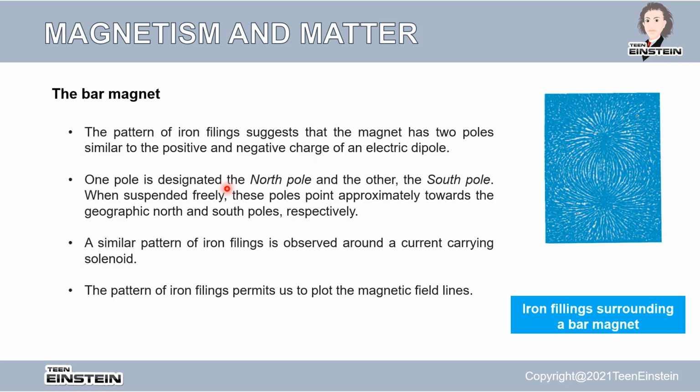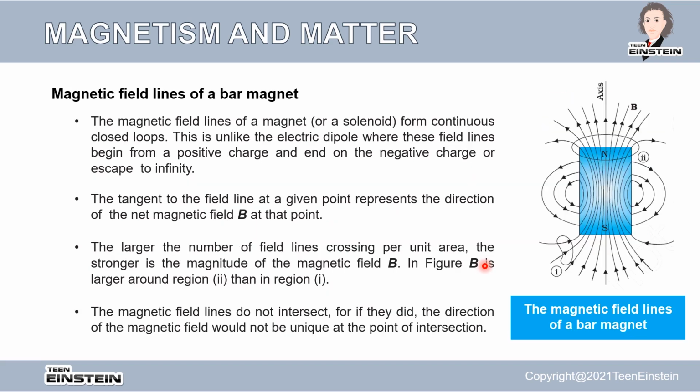So now this is an important point. When you have a current carrying solenoid, we already saw what happens to a current carrying solenoid and how a magnetic field is produced in that. And that is similar to a bar magnet. So the pattern of iron filings permits us to plot the magnetic field lines. So if you want to plot the magnetic field lines, just use some iron filings and they will trace the magnetic field lines like this.